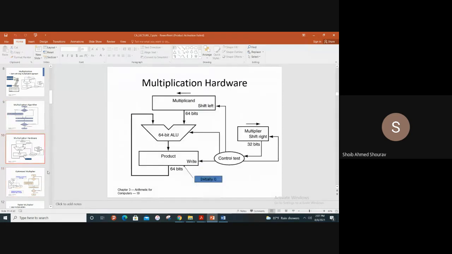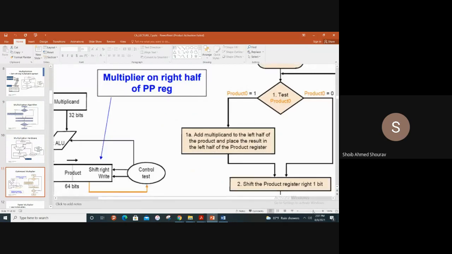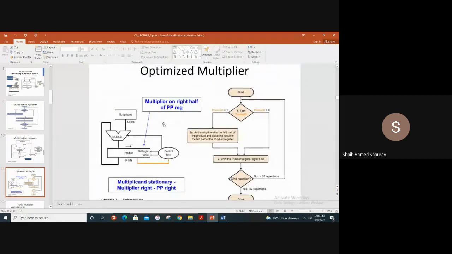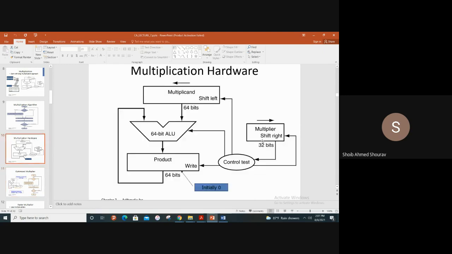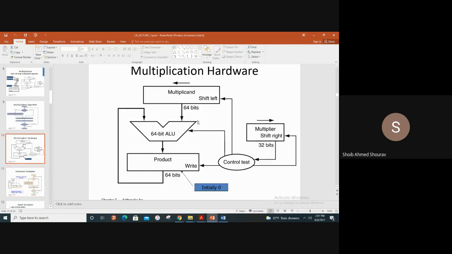Let me show you. Okay, so this is the hardware diagram for the optimized multiplication algorithm. In here, you can see the multiplicand register, ALU, and product. There is no place for a multiplier register in here like the previous algorithm. So this register is missing. So they have removed one register.